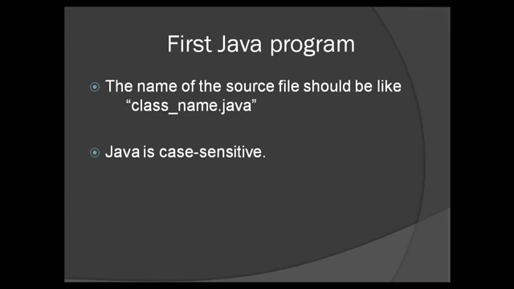Otherwise, when we compile the class, a .class file will be generated, and that should be the same as the file. If it is different, then we have to run the file by the name of the .class.